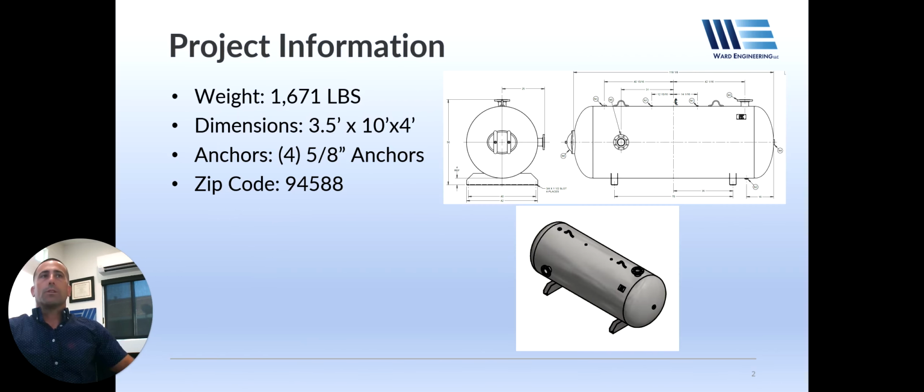A little bit of project information: the tank that we're going to be looking at is 1,671 pounds. It's about 3.5 feet wide, 10 feet long, and about 4 feet tall. There are 4 anchoring points that we'll be using 5/8 inch anchors, and it's in the zip code of 94588, which is important because that's a high seismic zip code of California.